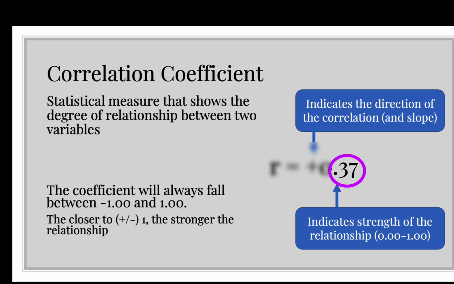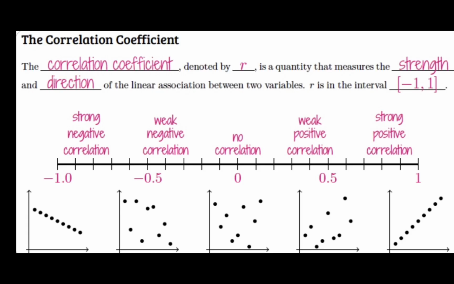I want you to think of them separately when you first start looking at correlation coefficients. I want you to cover up one or the other when you're looking at it. So what I recommend you do is cover up this number and figure out what it means. So you're looking at 0.37 positive. So you're on the right side, right?